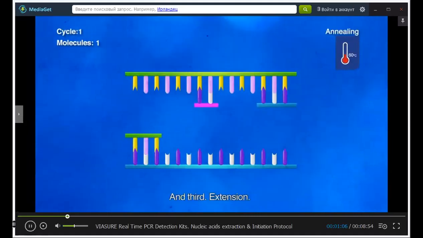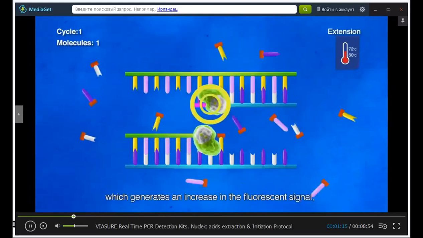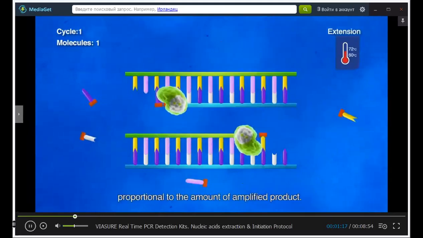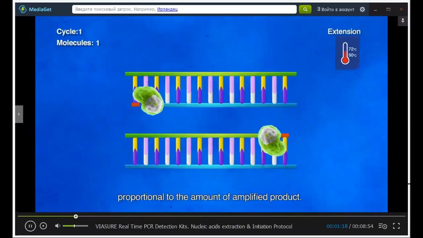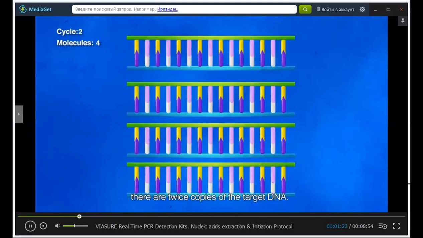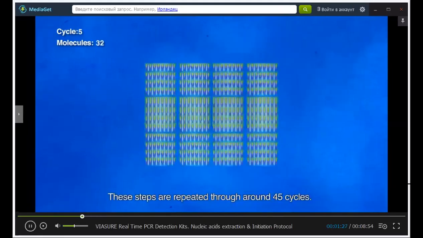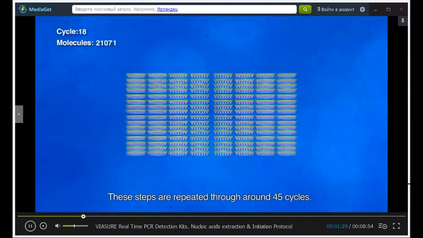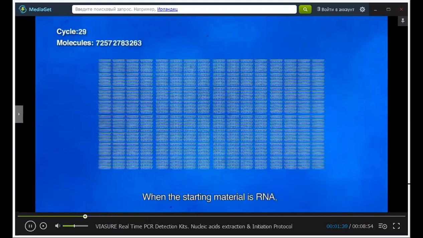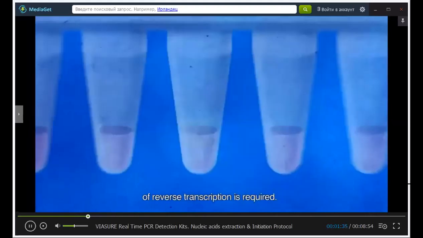And third, extension. Between 60 and 72 degrees, the polymerase extends the primers and cleaves the probe, which generates an increase in the fluorescent signal proportional to the amount of amplified product. After one cycle of PCR, there are twice the copies of the target DNA. These steps are repeated through around 45 cycles. When the starting material is RNA, one additional first step of reverse transcription is required.